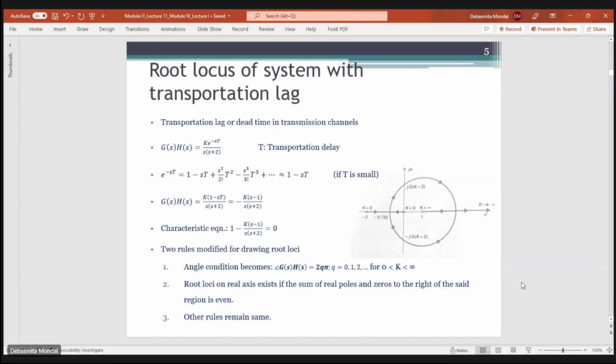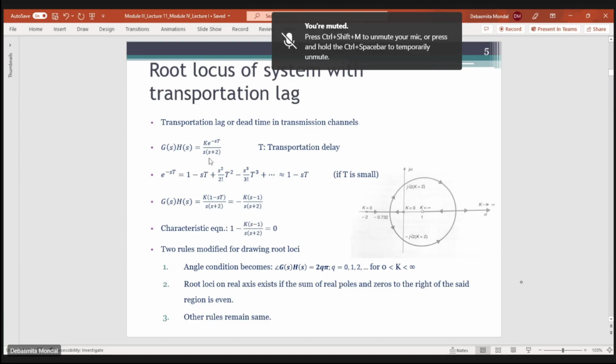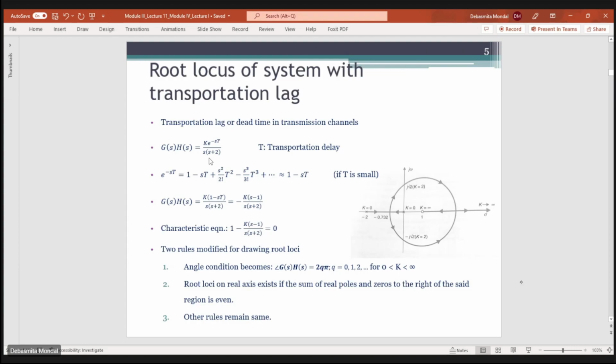But now if you are given a system which has a transportation lag, that means after you have provided the input, it takes a certain time. There is a certain delay involved before the output gets generated. So now we will see how to draw the root locus for those kinds of systems involving transportation lags. If you write the open loop transfer function of a system with transportation delay, it is given by K into e to the power minus sT. This e to the power minus sT is the term which corresponds to the transportation delay.